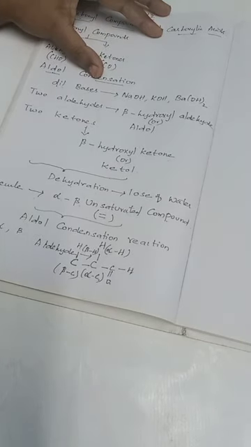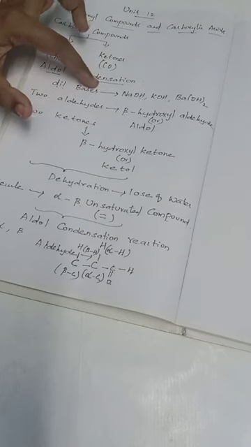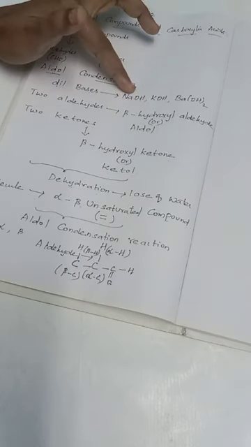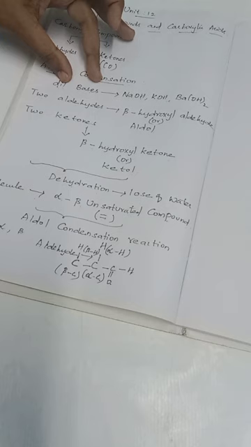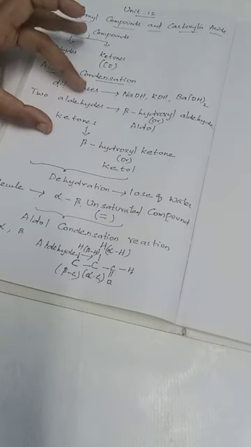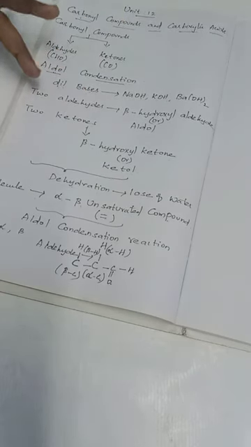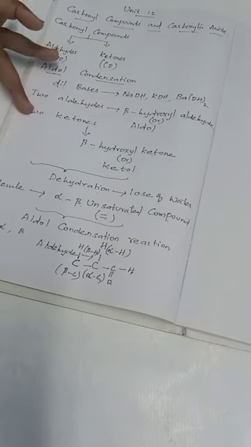So this reaction takes place by using bases. We can use sodium hydroxide, potassium hydroxide, or barium hydroxide. Not only bases, we also need aldehydes as the starting material. Either we can use two aldehydes or two ketones.